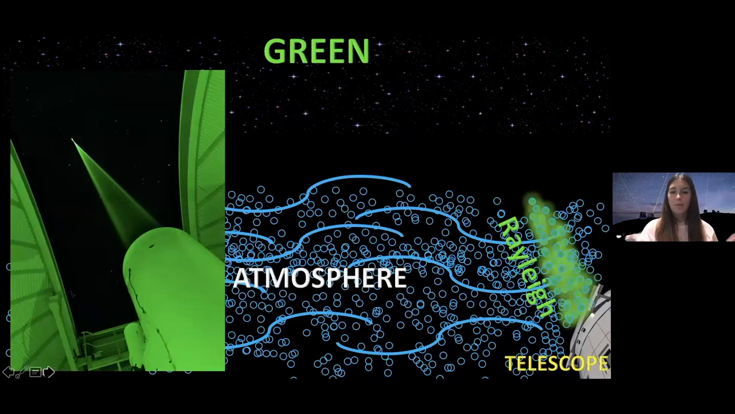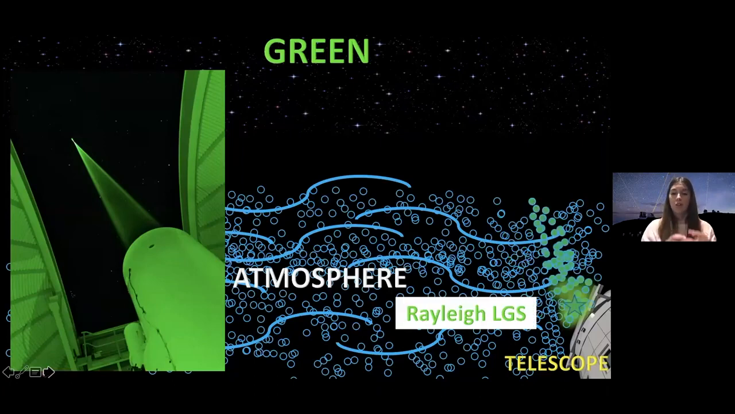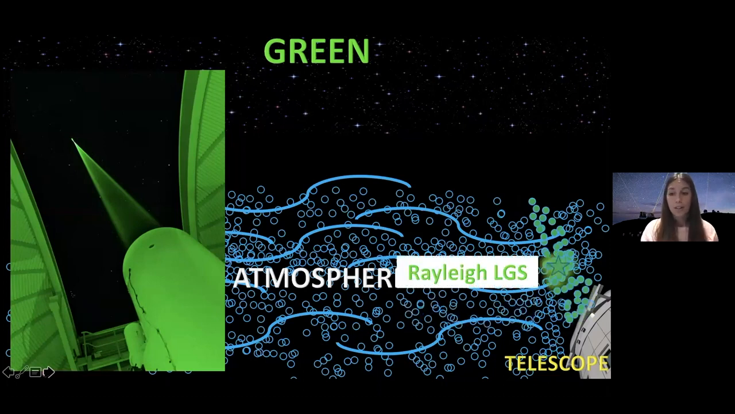But okay, wait a minute. We need an artificial star, or something with a star shape. Now we have a line or a cone of light. So we have to tell our wavefront sensor, our camera, to only capture a certain area of that cone of light. Otherwise, we won't have the star. So we need to tell the wavefront sensor, okay, we have our Rayleigh laser guide star, as we call it, here, or here, or maybe here.